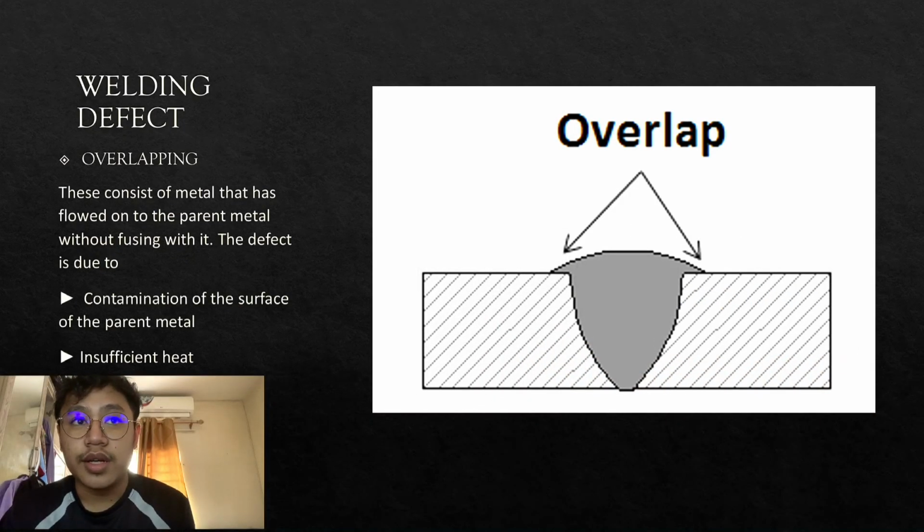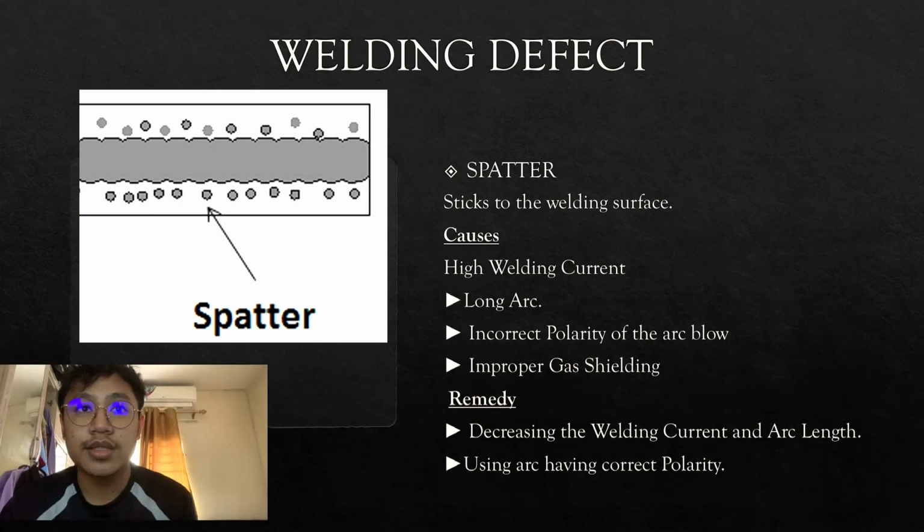Next, overlapping. This consists of metal that has flowed onto the parent metal without fusing with it. The defect is due to contamination of the surface of the parent metal. Spatter sticks to the welding surface. The cause is high welding current, long arc, incorrect polarity, arc blow, and improper gas shielding. Remedy: decreasing the welding current and arc length, and using an arc having correct polarity.